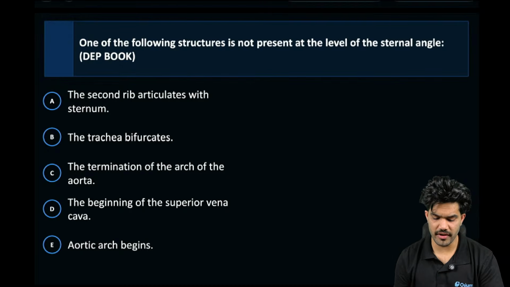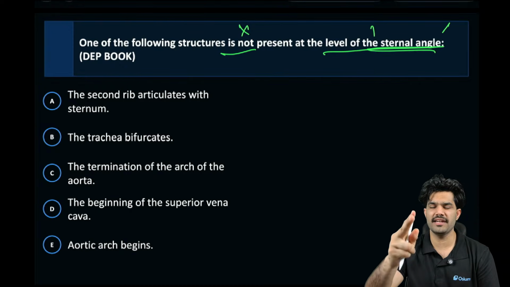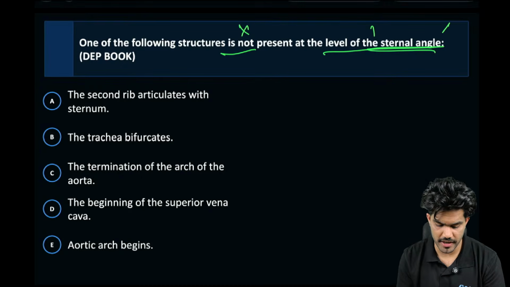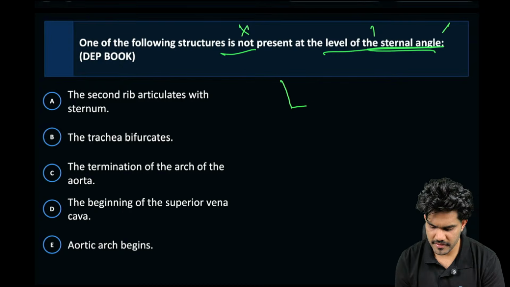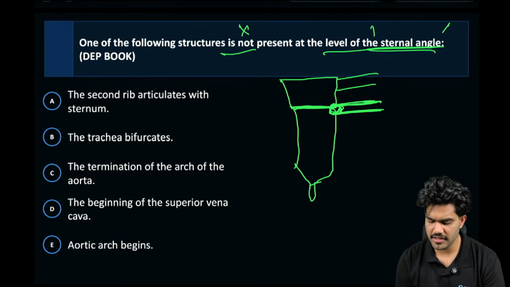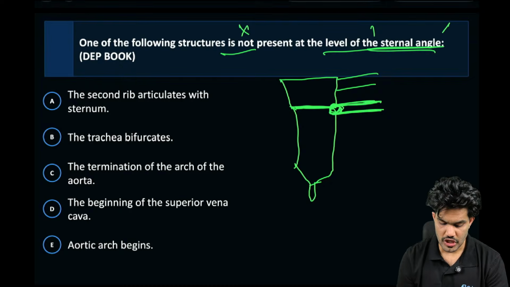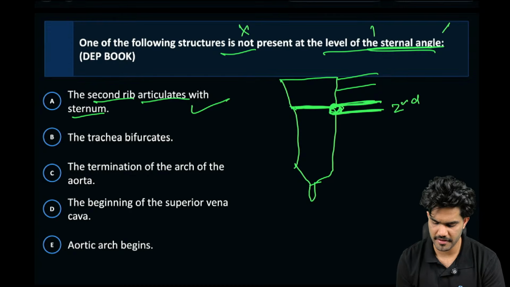Now, one of the following structures is not present at the level of sternal angle. See, I have told you multiple times, sternal angle level is very, very important. Let's see. The second rib articulates with, see, if you think that this is the sternum, okay, so this is sternal angle. First, second rib, see, second rib will be where? Attached at the angle of sternocostal. So second rib articulates with the sternum at the sternal angle. Yes, this is second rib.